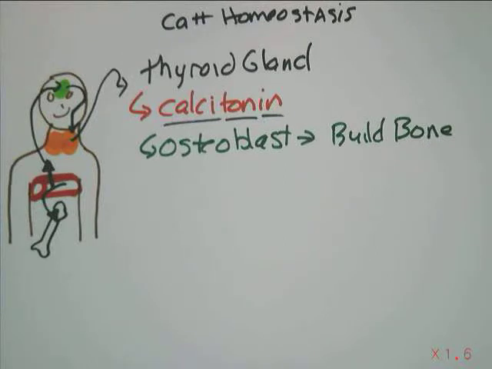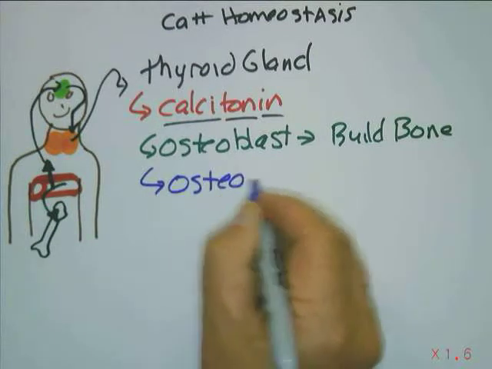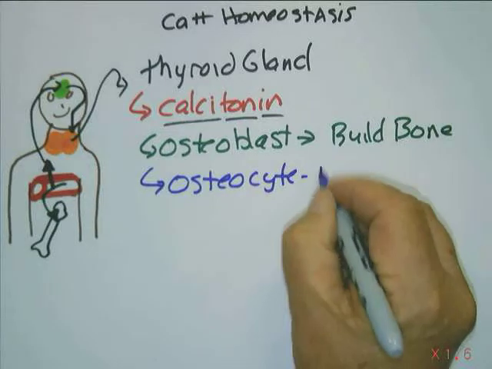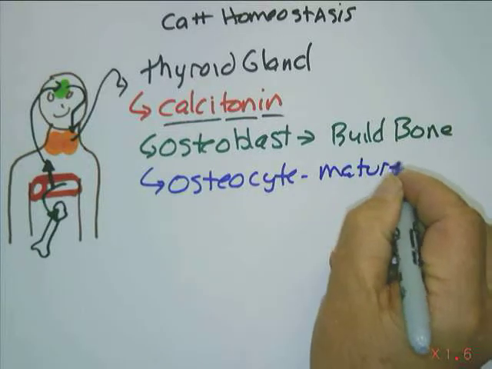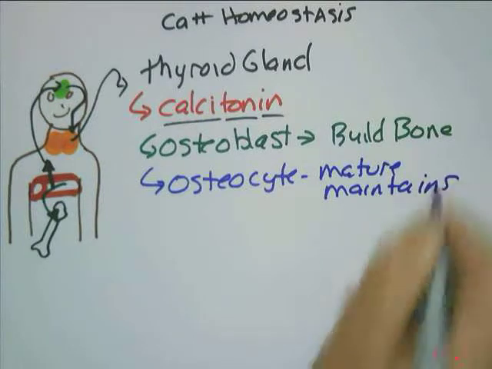Once the osteoblasts have built the bone, they'll mature into a cell called an osteocyte, which is simply a mature cell that maintains the bone.